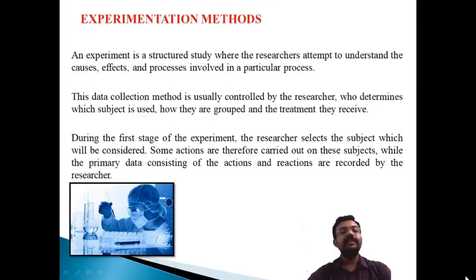And another method is experimentation. The first observation, and another one, is experimentation. The experimentation method means you are purely conducting it in the lab. That means there is a cause and effect, a very important element. Suppose you're conducting an experiment, there is a cause and effect.